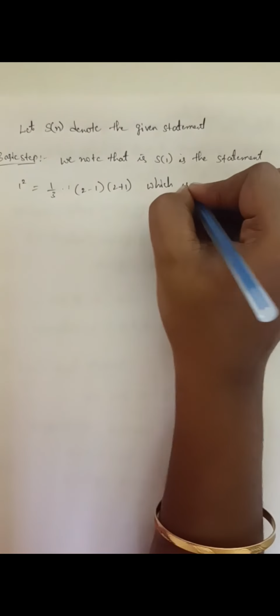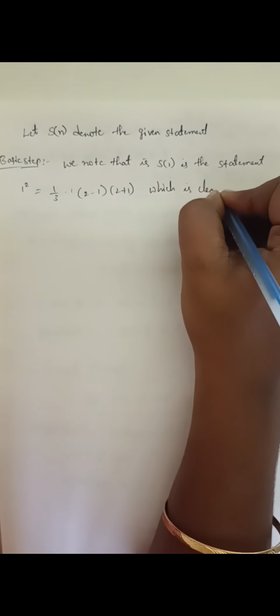Basic step. We note that S of 1 is the statement 1 square is equal to 1 by 3 into 1 into (2 minus 1) into (2 plus 1), which is clearly true.